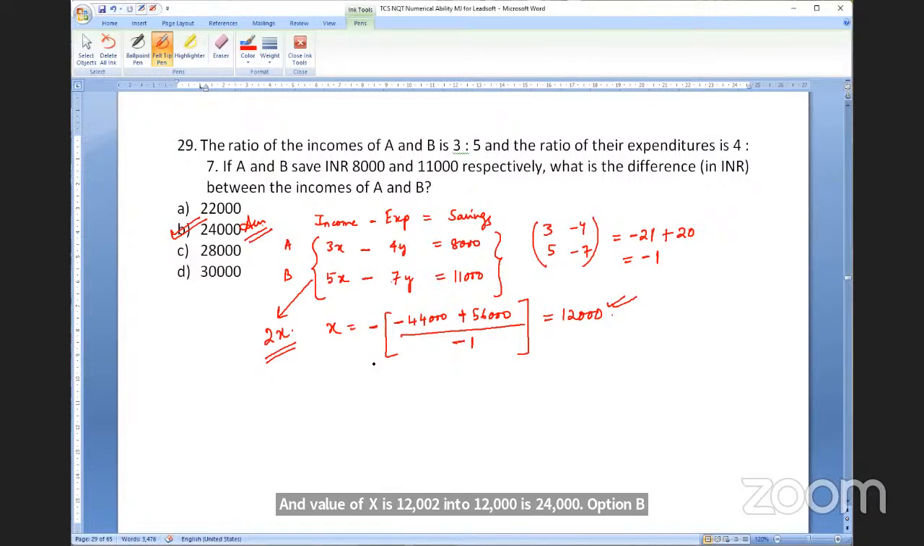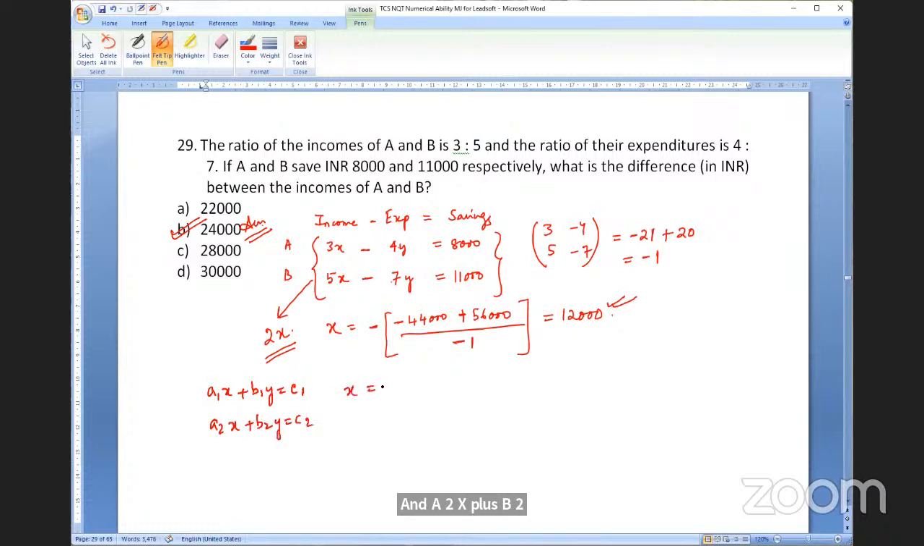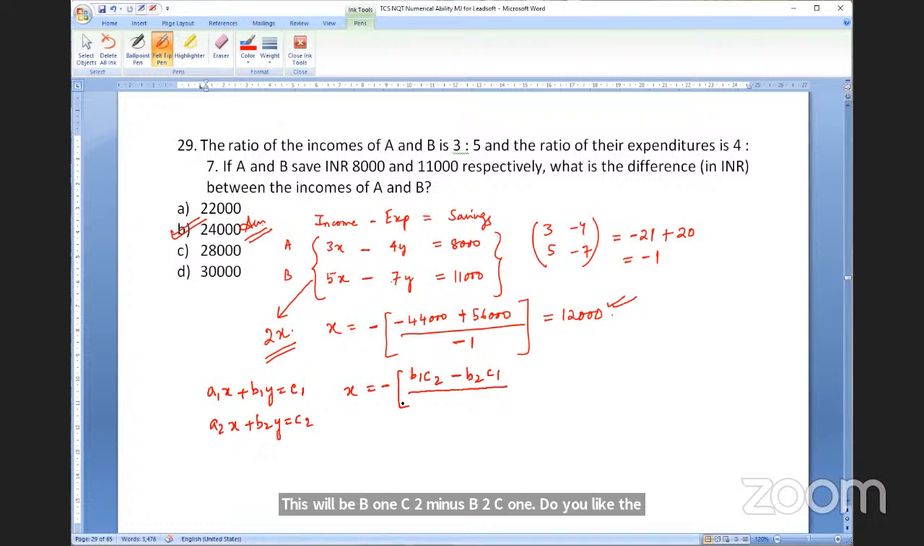Now, this is not only the method to solve, but this seems to be very interesting and quickly you can do it. Suppose I'm framing it up for you if you want to make a note. A1x plus B1y is equals to C1 and A2x plus B2y is equals to C2. Then value of x is put a minus sign and multiply with y's and c's. This will be B1C2 minus B2C1 divided by the first x and y's determinant value. That will be A1B2 minus A2B1. If you can remember like this.